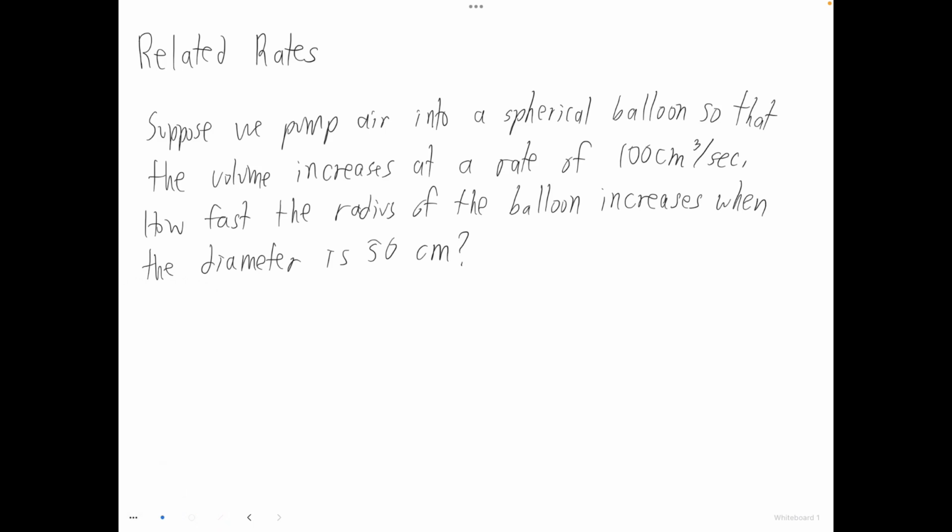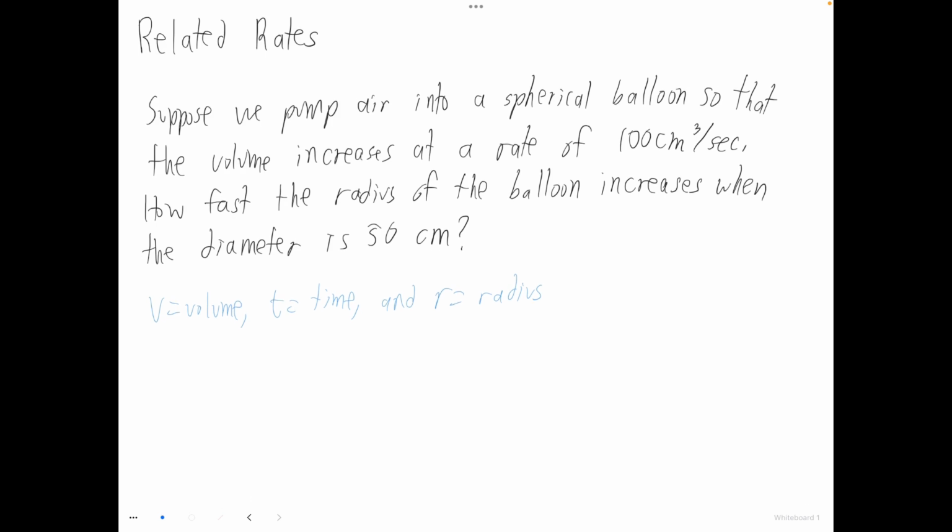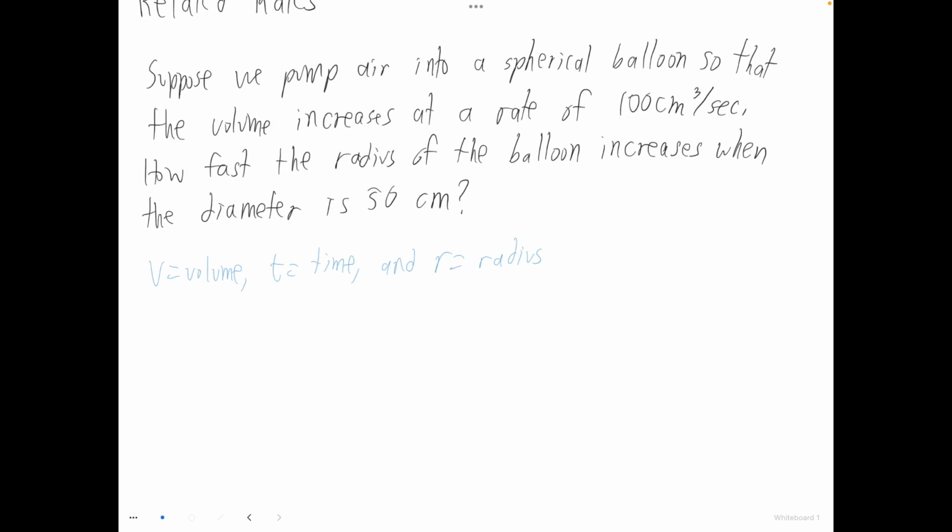And so let's make some notation. So we're going to let V be the volume, t is going to be time, and r is going to be the radius. Now, in related rates questions, time is always going to be our variable. So all of the derivatives and everything in related rates questions are going to be with respect to time. And we're given that the rate that the volume is changing is 100 centimeters cubed per second. So dV over dt is 100 centimeters cubed per second.